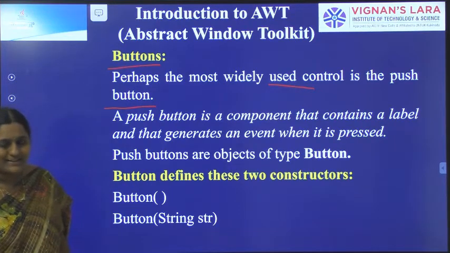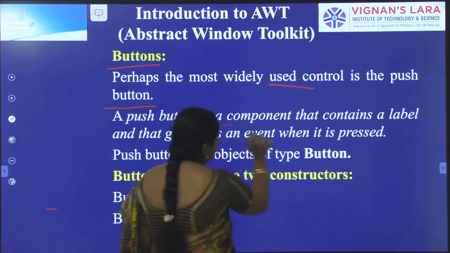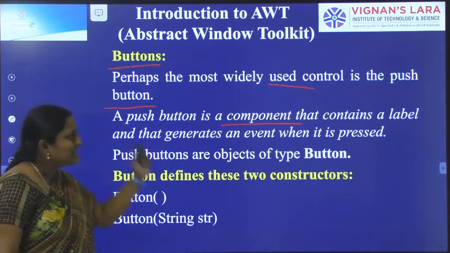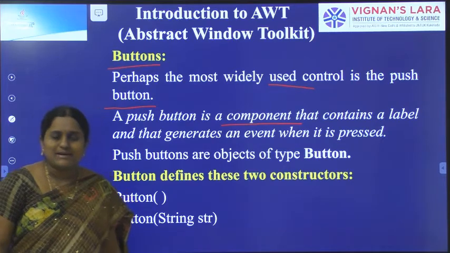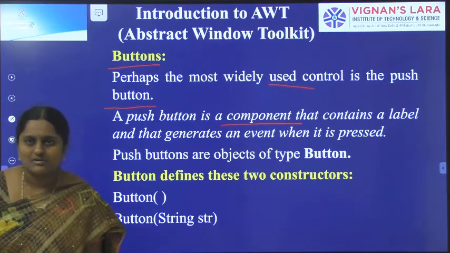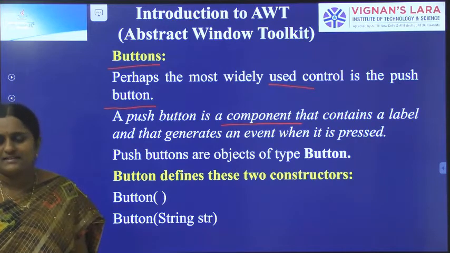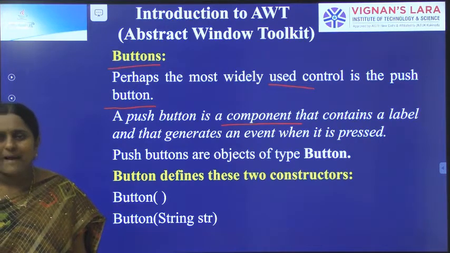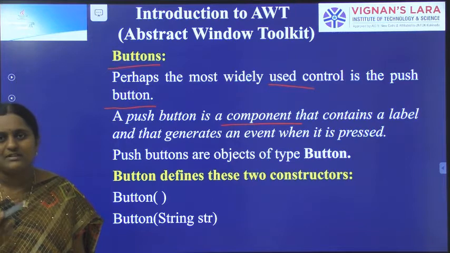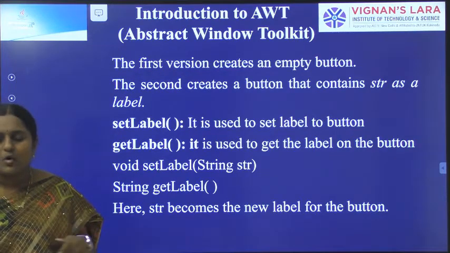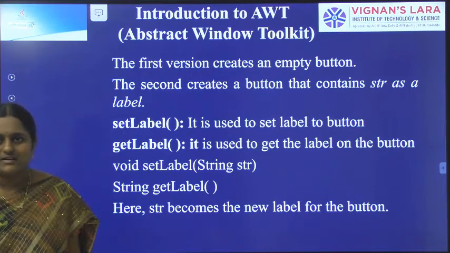A push button is a component. A button is a GUI component that contains a label. What is a label? In the last class we covered the label concept. A label is a string that displays. It is a passive control that does not interact with the user directly. We can just see what the label is. We can't interact with labels directly.